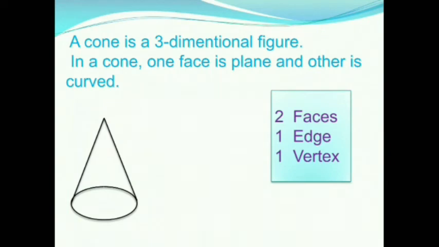Now we will learn about cone. A cone is a three-dimensional figure. In a cone, one face is plane and other is curved. It has 2 faces, 1 edge, 1 vertex. See children, the arrow mark in this picture shows vertex of the cone. See children, the arrow mark in this picture shows edge of the cone. Observe these examples. Children, you will eat ice cream, no? It will also look like a cone. While celebrating birthday, you will wear birthday cap, no? It is an example for cone.